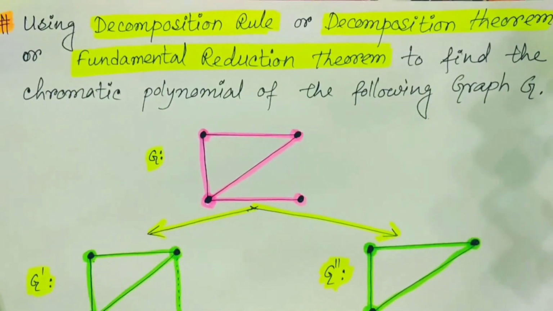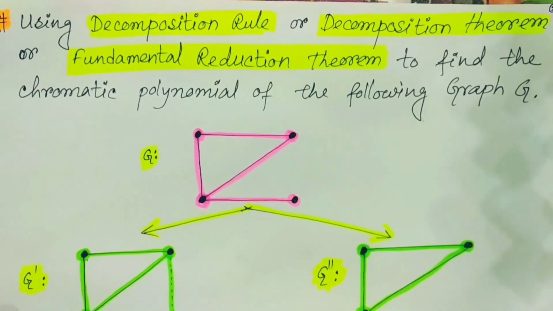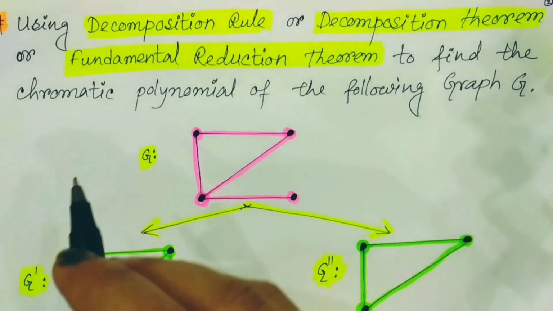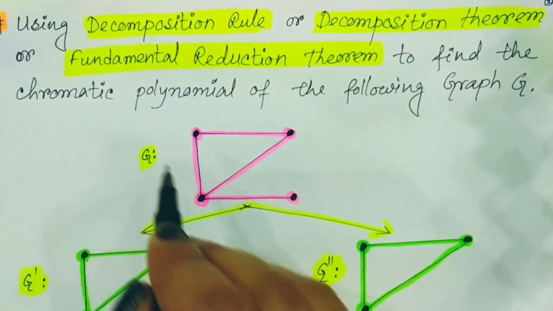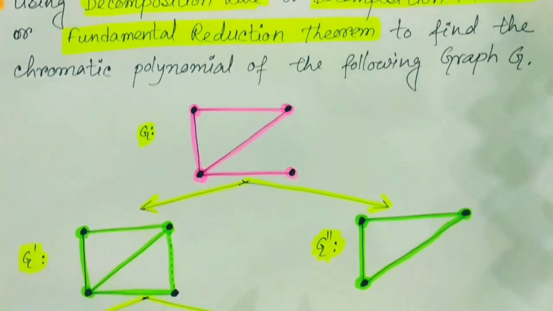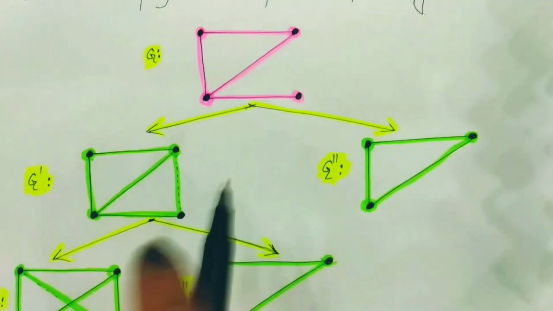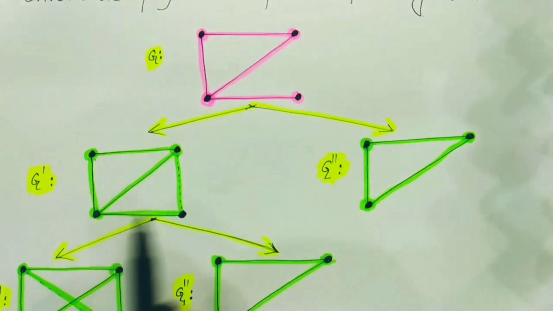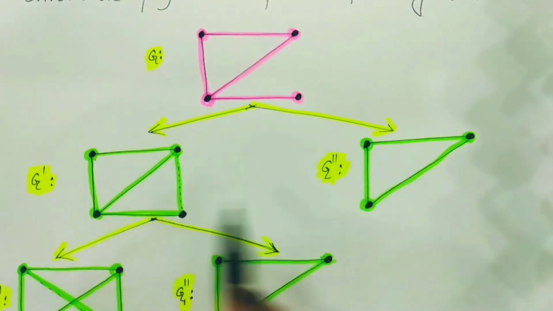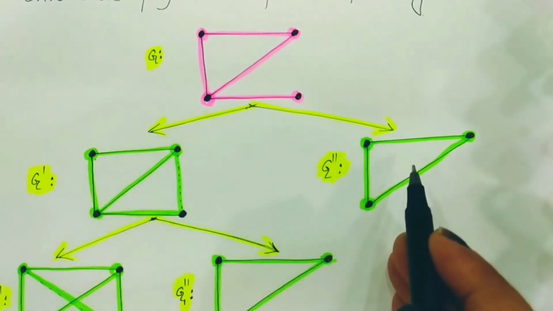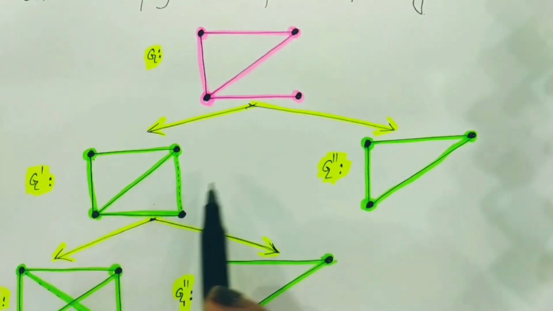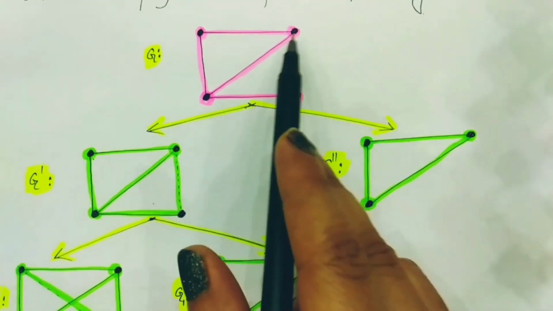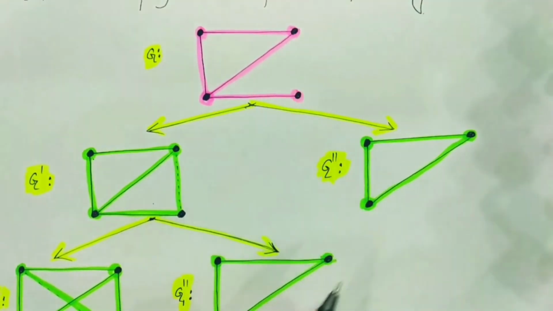Now after decomposition, how to find out the chromatic polynomial? For that, we should follow it with an example. So using the decomposition rule or decomposition theorem to find the chromatic polynomial of the following graph, we should have the following steps. Initially this one is the given graph, and that should be decomposed into these two parts. This is G dashed and G double dashed. We know how to decompose these two. According to these two non-adjacent vertices, we compose this one, and after adding or merging these two vertices, we find out this one.